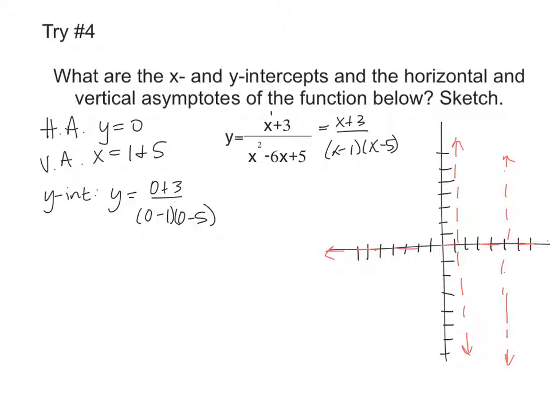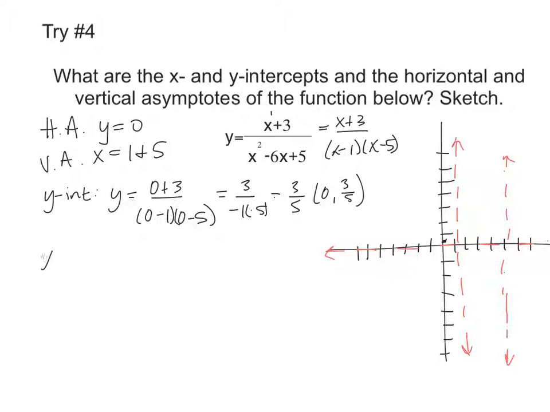If I want to use a factor form, which I really shouldn't have even used that one. But anyways, it's going to give us 3 over -1 times -5, which is really 3/5. So that y-intercept would be 0, 3/5. So barely anywhere. So I'm going to place it right about there.